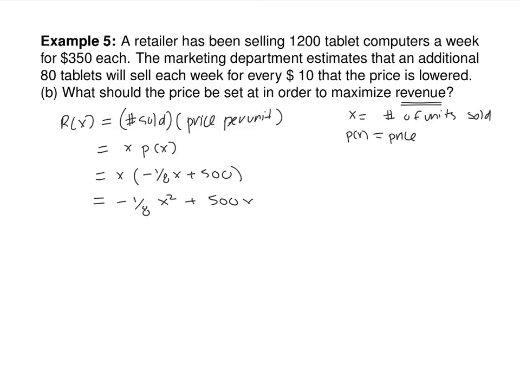So you want to find the maximum of this? How do you do that? Take the derivative, yep. R prime of x will be negative 1/4 x plus 500. Set it equal to 0.